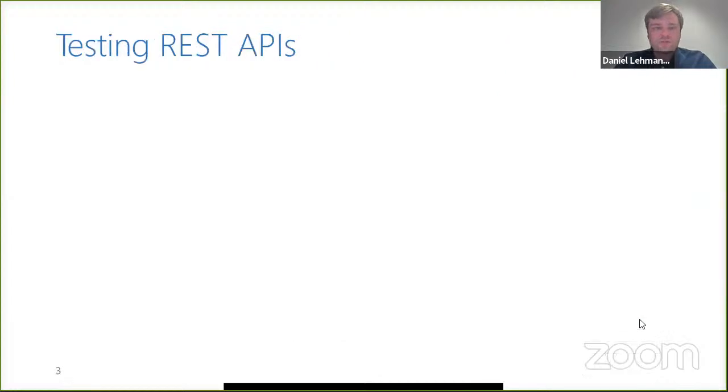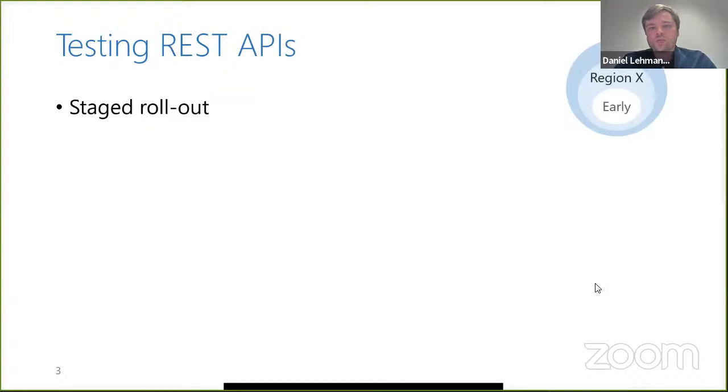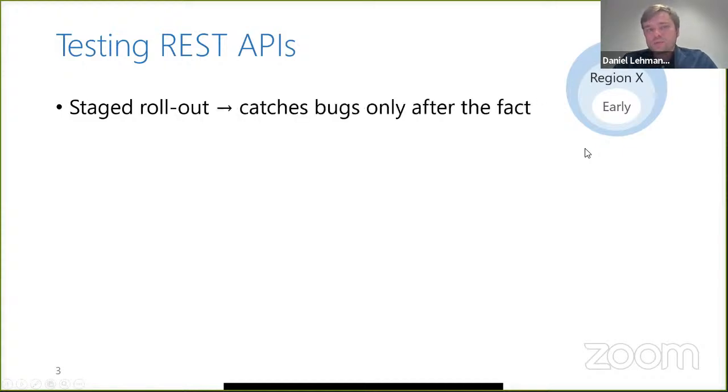So how do we find regressions in REST APIs? The first option is to do a staged rollout. First you supply a REST API only to early adopter customers, then you roll it out across a single region, and only finally you provide it to all customers of a global cloud. But that still has the problem that it only catches bugs after they have been introduced in production, which is clearly not desirable. So a better option is to do testing before rolling out.